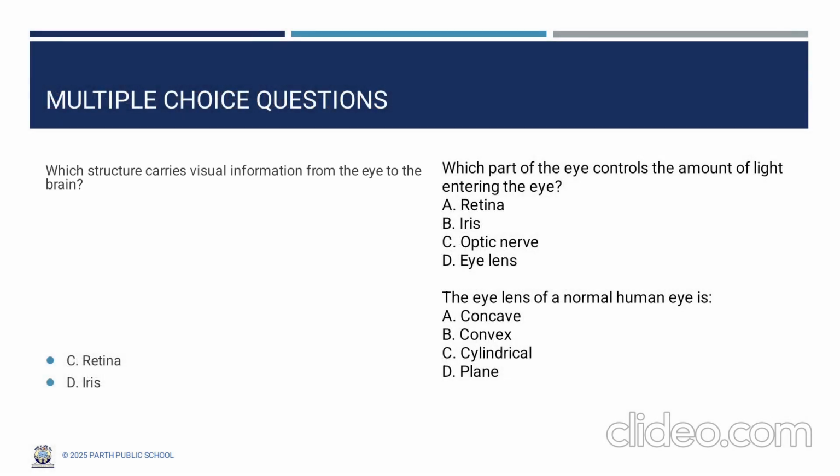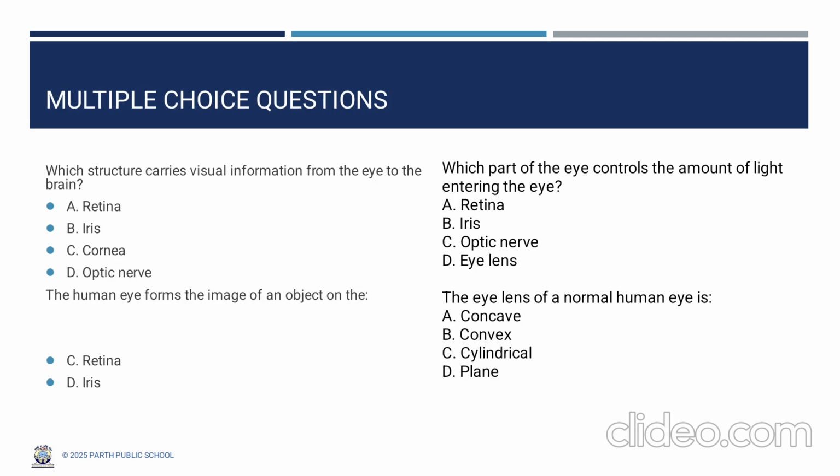Okay. So these are some multiple choice questions, MCQs, related to the video lecture that we have just learnt. The first question is, which structure carries visual information from the eye to the brain? We have just learnt that the image is formed on the retina. Then the signals formed on the retina are carried to the brain via which part of the eye? The correct option is obviously D, which is the optic nerve.